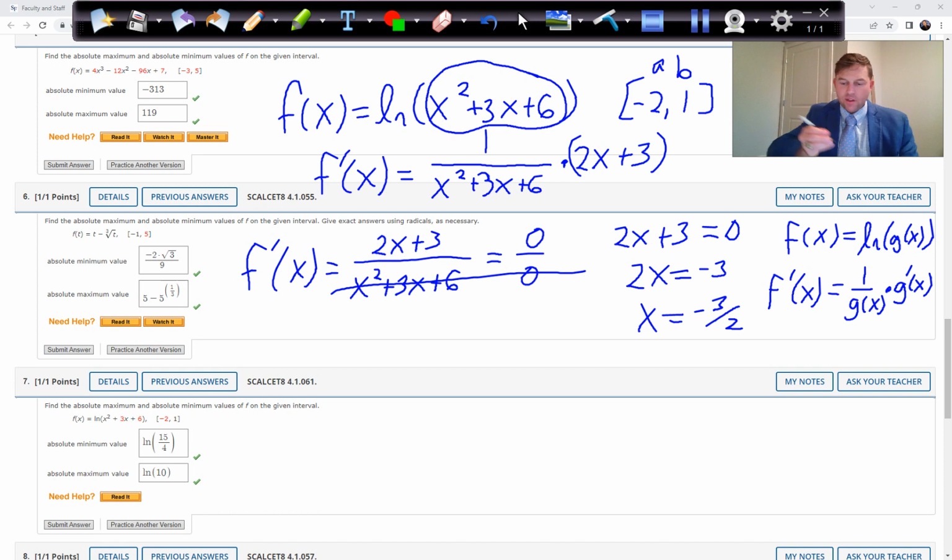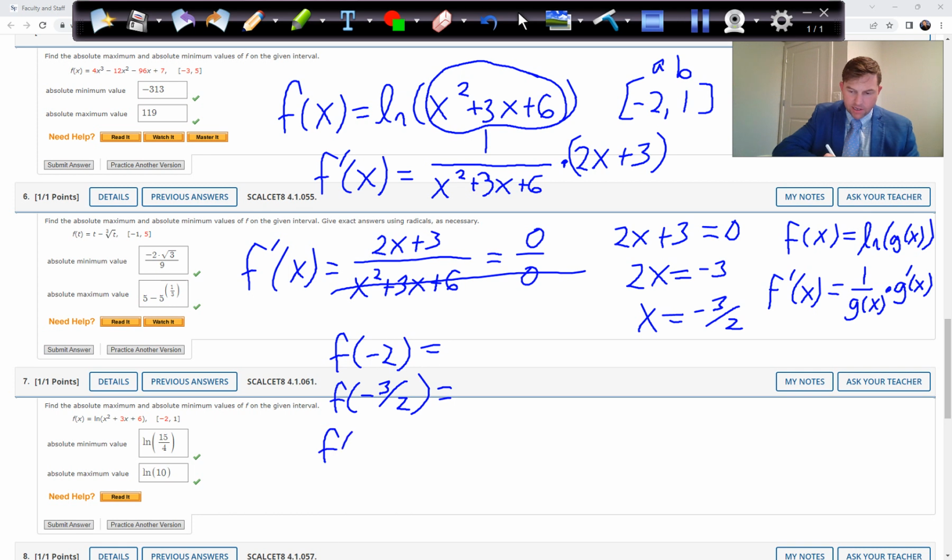So we have 3 values to test. We have to test negative 2, which is f of a. We have to check negative 3/2, and that is in the interval, so we should check that. This is minus 1.5. That is in between minus 2 and 1. Then we have to check 1.